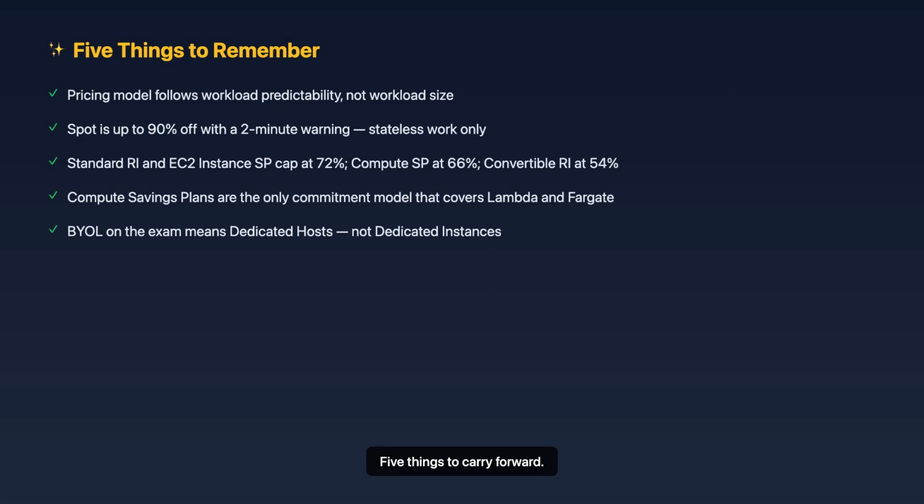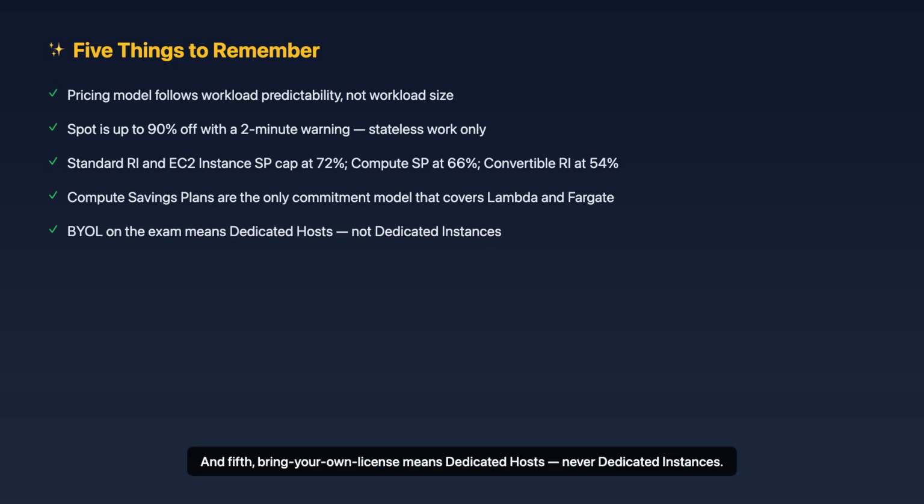5 things to carry forward. First, pricing model follows workload predictability, not workload size. Second, Spot is up to 90% off with a 2-minute warning, and it's stateless work only. Third, standard reserved instances and the EC2 instance savings plan cap at up to 72%, the compute savings plan caps at 66%, and convertible reserved instances cap at 54%. Fourth, compute savings plans are the only commitment model that covers Lambda and Fargate. And fifth, bring your own license means dedicated hosts, never dedicated instances.